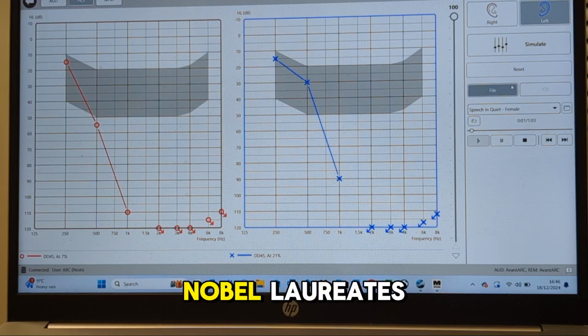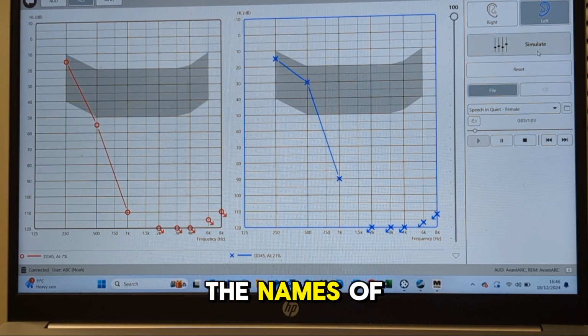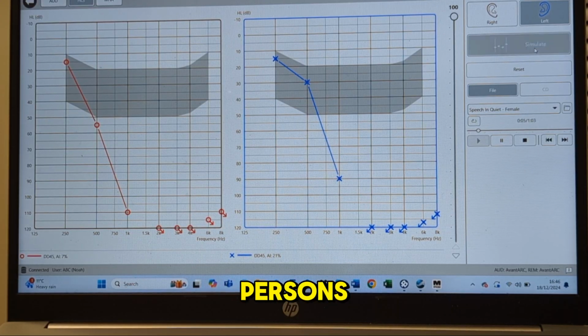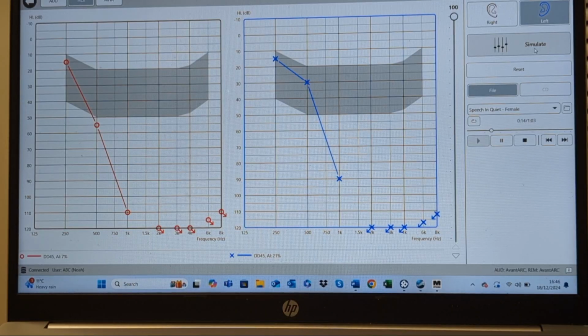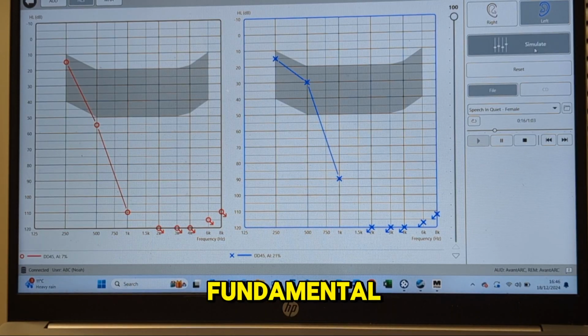The roster of Nobel laureates is studded with the names of great and deservedly illustrious persons. There are giants missing from the list. For example, the most fundamental contribution to the physical sciences that has come out of America.